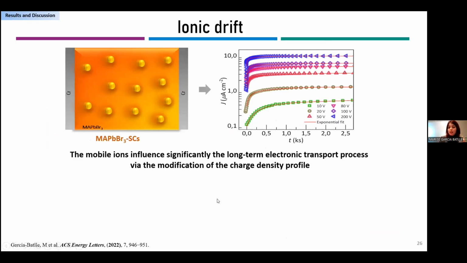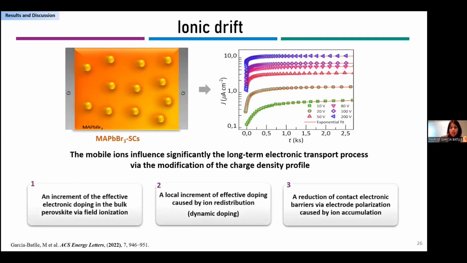The mobile ions influence significantly this long-term electronic transport process by modification of the charge density profile. So, of course, the current is electronic, but the kinetics of this response is governed by ions. This is the main conclusion here. Of course, we can try to use many approaches and propose hypotheses about how this may occur, and we have these three that we think can be influenced.